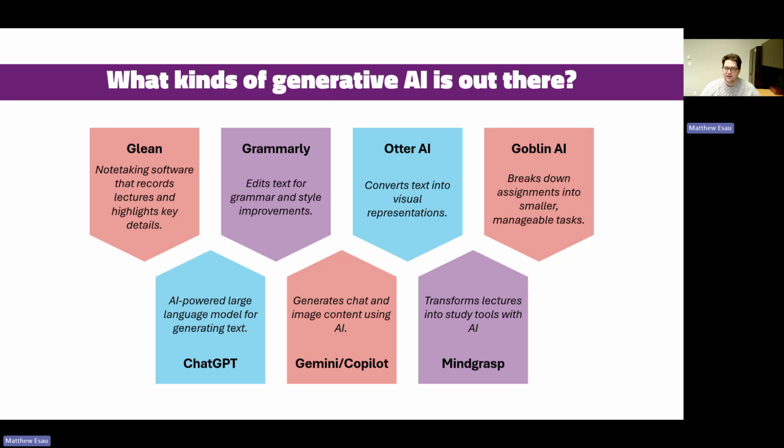So some examples are software that will record lectures and pull out key points. A lot of online meeting software does this now. Glean's one example. Grammarly uses AI to help with spell check and grammar improvements, things like that. There are lots of productivity type AI apps like Goblin AI. Even Google and some of the big companies are starting to come out with these. There's the classic ones like ChatGPT, that's just a big AI powered large language model. Things like Copilot, stuff like that.